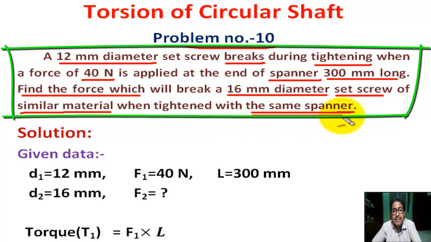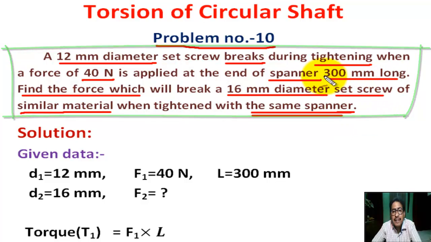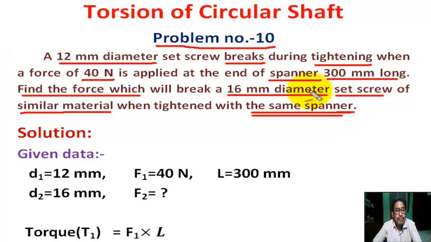Same spanner means 300 millimeter long. Similar material means mainly here same induced shear stress in set screw material and also same specific weight.